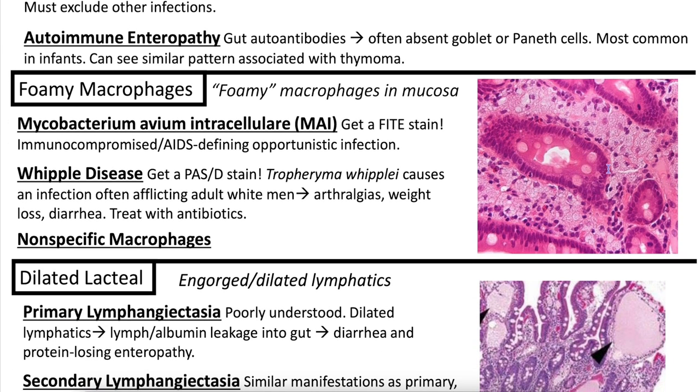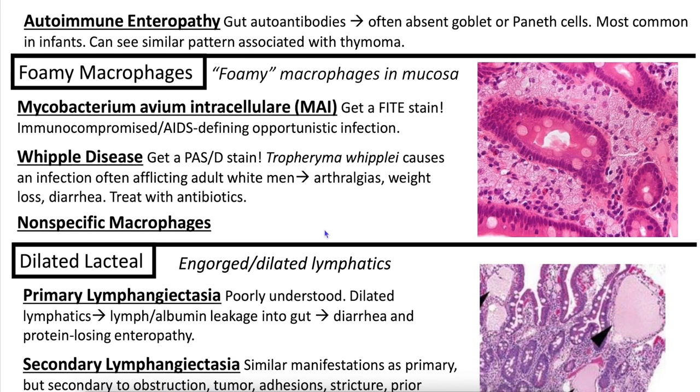Foamy macrophages, your Mycobacterium avium intracellulare and Whipple disease. Both have PAS-D positivity, but Mycobacterium avium intracellulare has positive AFB. Nonspecific macrophages is your other differential.